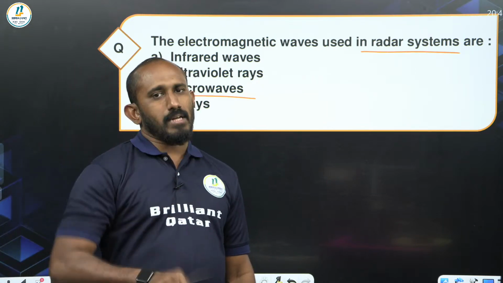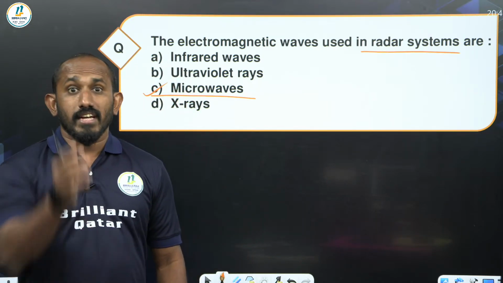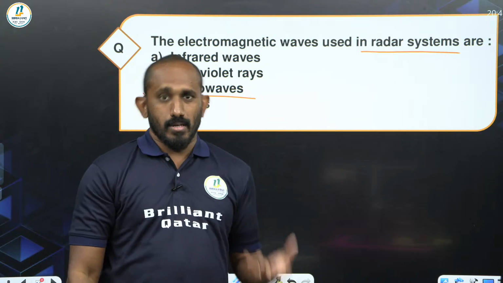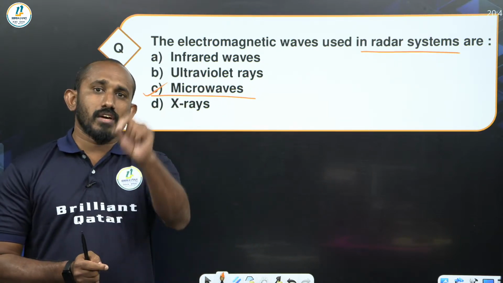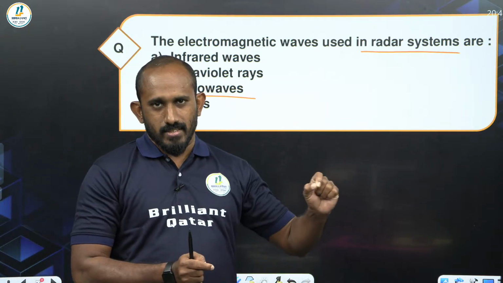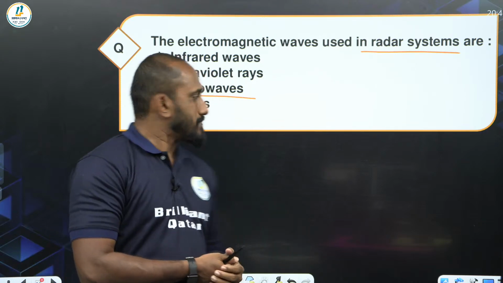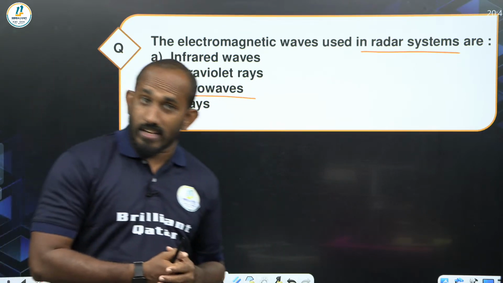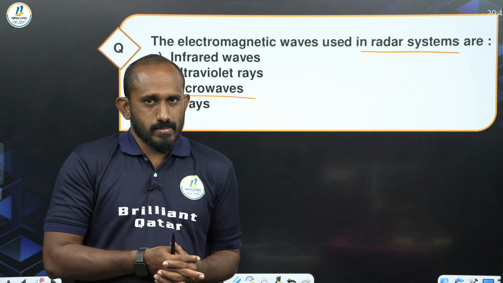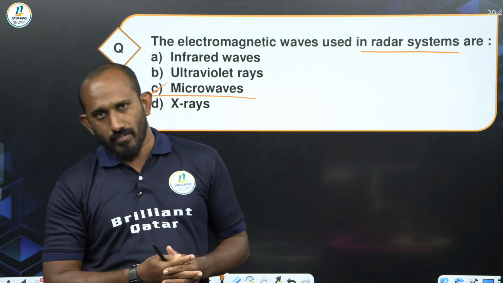Then for skin treatment also, for a few cases UV can be used. It even helps plant growth. Sometime a question came like that: which EM wave supports the growth of plants on earth? Ultraviolet only. Microwaves we got it. In microwave ovens we use microwaves for cooking purposes. Then in radar systems also we can use microwaves.